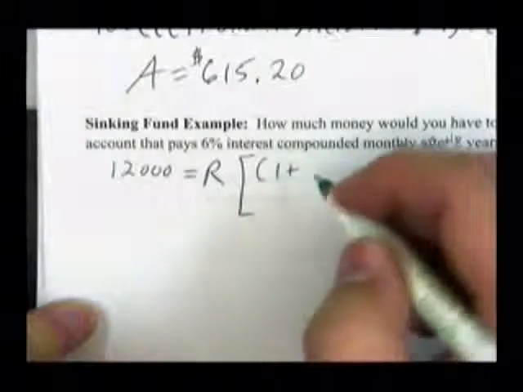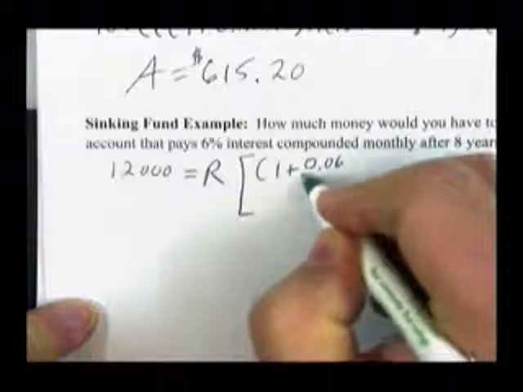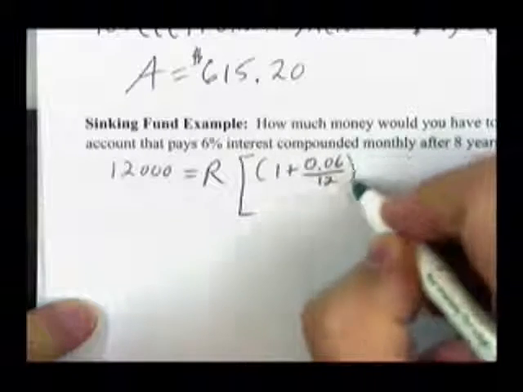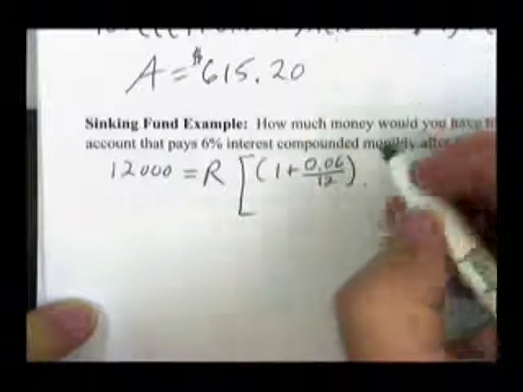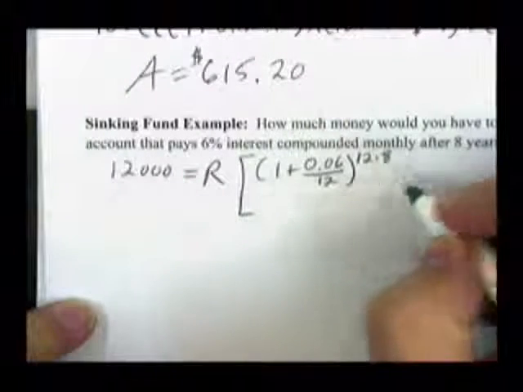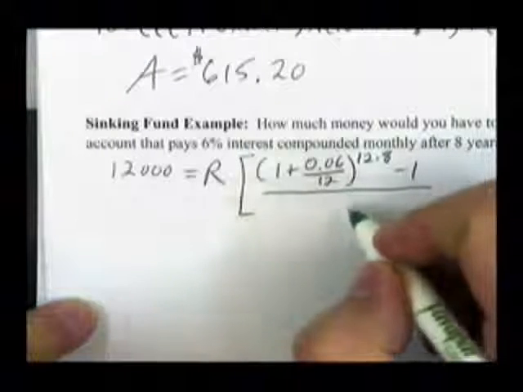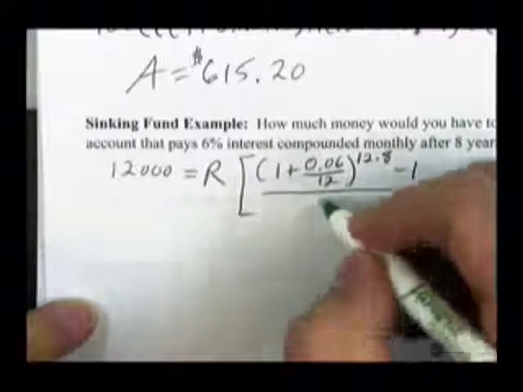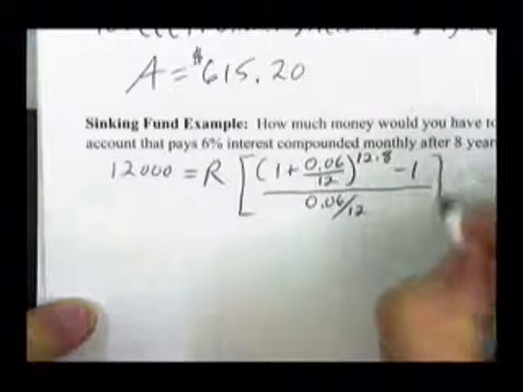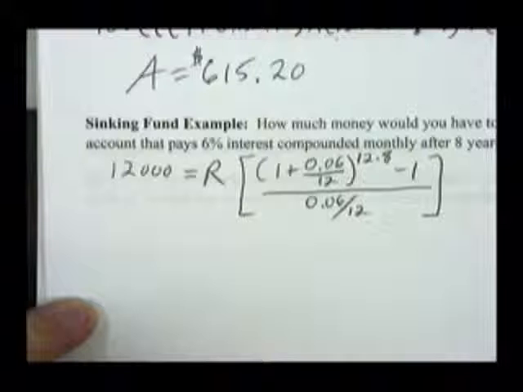I know the interest rate is 6%. I know that's monthly, so that'll be a 12, raised to the nt, so that'll be 12 times 8 years, minus 1, all over my interest rate, which is 0.06, divided by my n, which is 12. And I want to solve that for R.